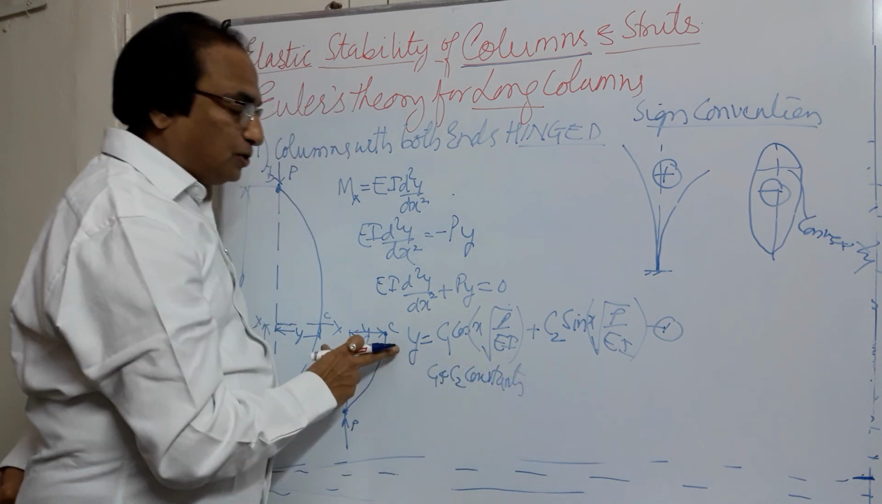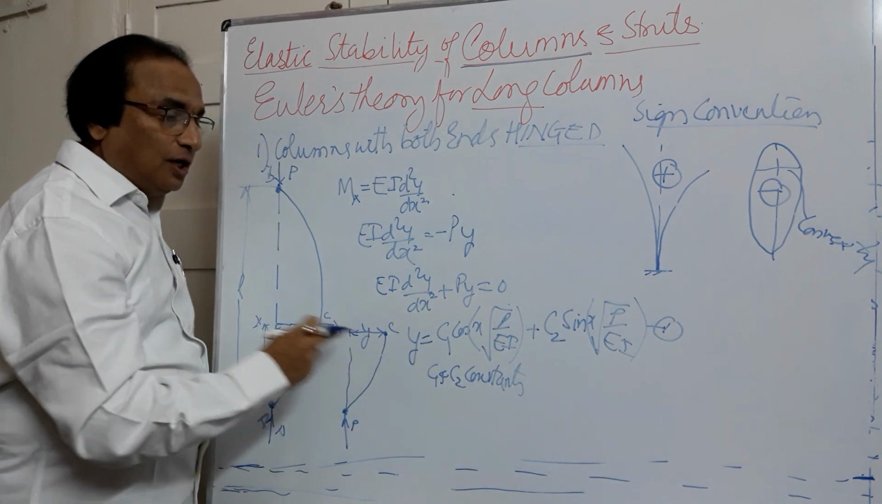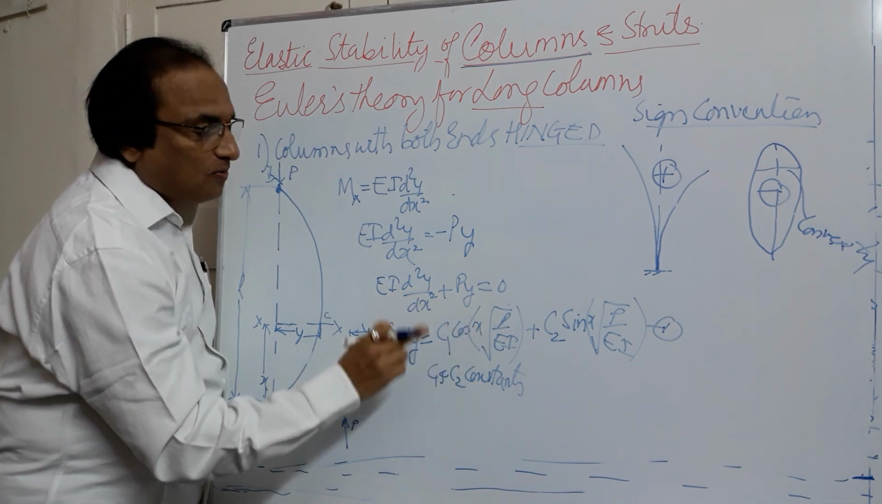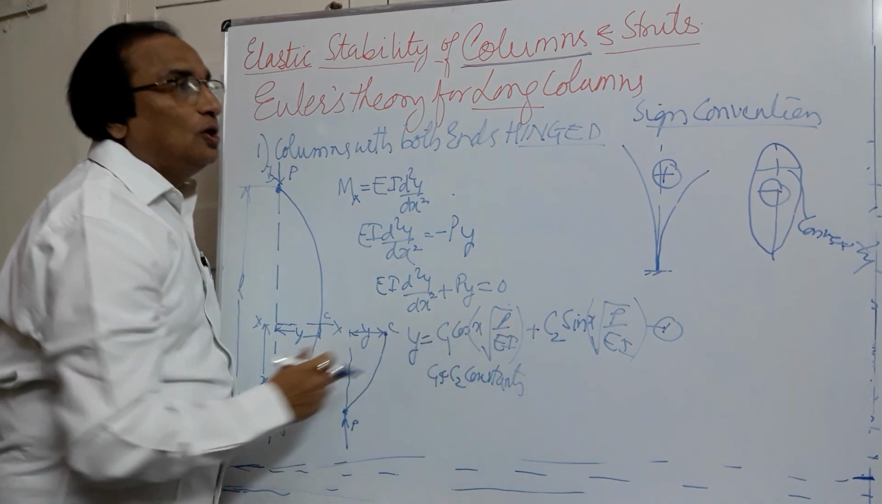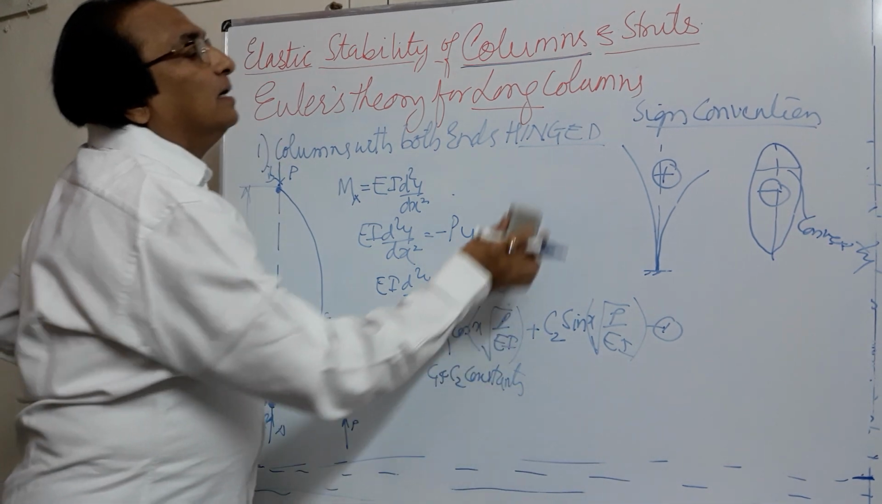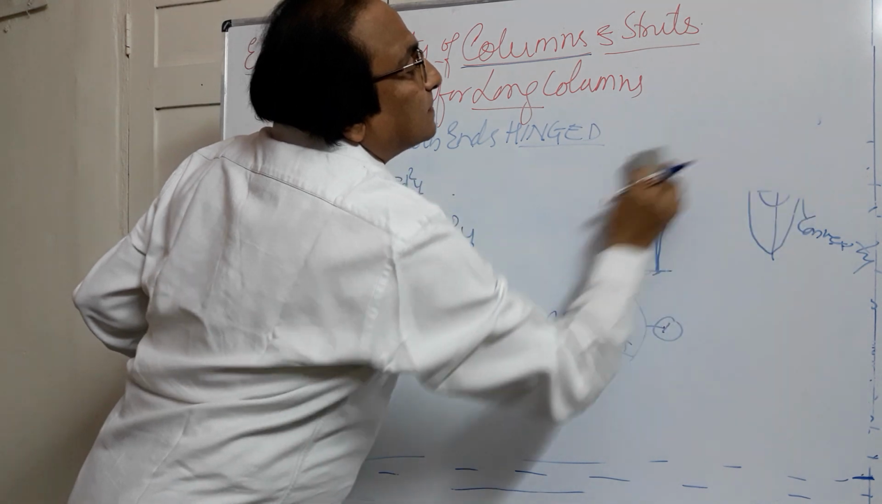So you get the solution, that is y is nothing but deflection. You get deflection at any distance x, provided you know C1 and C2. So to find out C1 and C2, we will be using the end conditions.